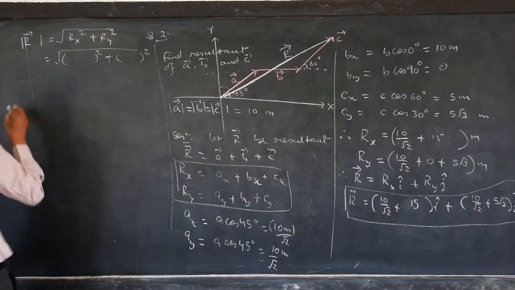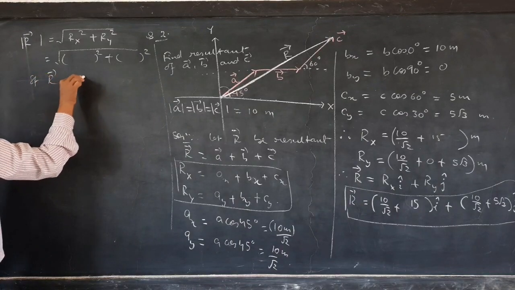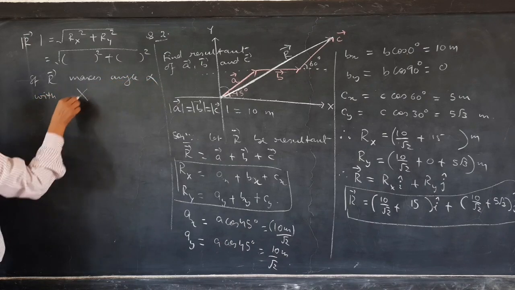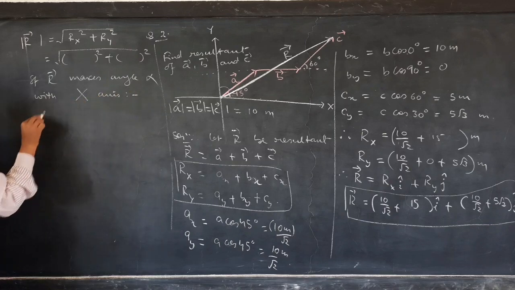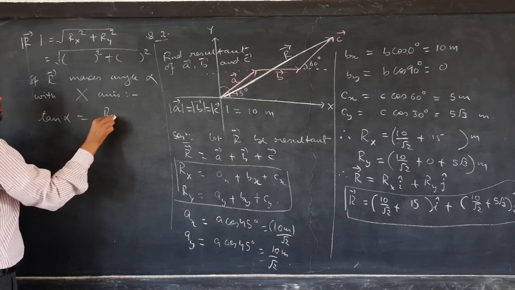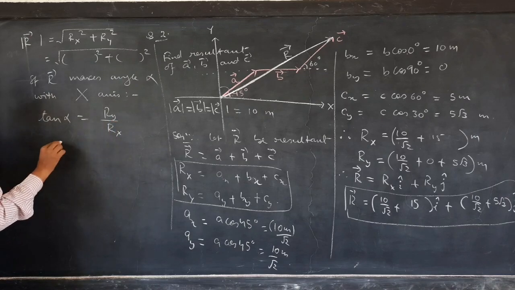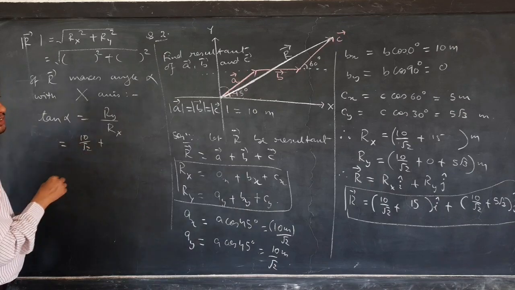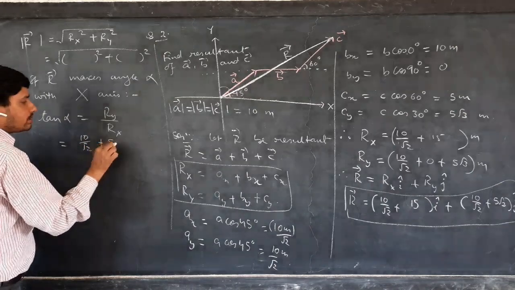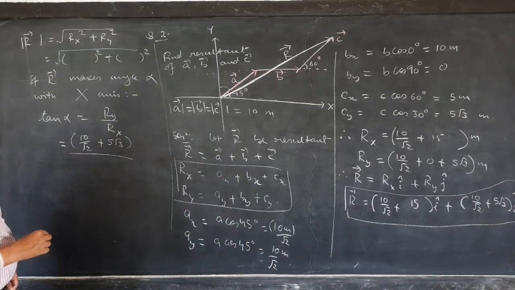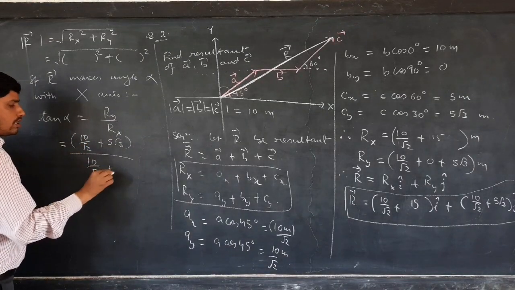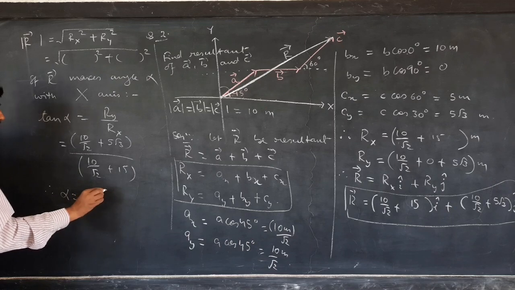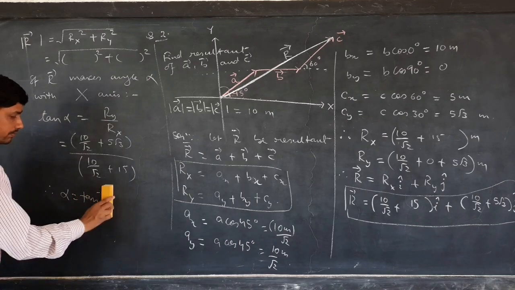If r vector makes angle alpha with the x-axis, then tan of alpha should be the y component of r by the x component. So this becomes Ry upon Rx, meaning 10 by root 2 plus 5 root 3 divided by the x component, that is 10 by root 2 plus 15. So this is our tan alpha, therefore alpha will be tan inverse of this value.